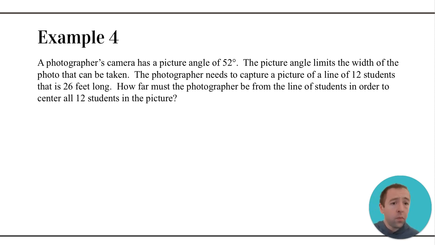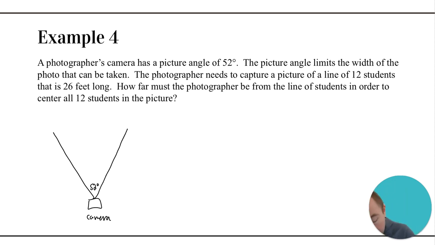The photographer is wanting to capture a picture of a line of 12 students that's 26 feet long. And we want to know how far that photographer must be from the line of students in order to center all 12 students in the picture, right? So you basically have a camera, and that camera is only able to capture an angle of 52 degrees. It can only go out that far. Now, out here somewhere is this line of 12 students that's 26 feet long that you want to capture in the image. So we want to figure out how far away this camera person needs to stand away from the students. So this right here would be that distance that the camera person needs to stand away, and we want to solve to find what that distance is.